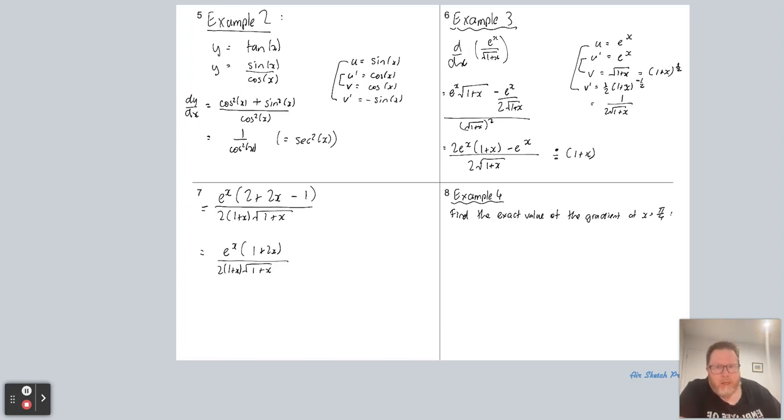There's quite a bit of algebra there, and that's what makes this kind of question an A standard question. Finding the derivatives is a little bit tricky, but it's not too bad. But it's what happens after we've found the derivative that makes it tricky.